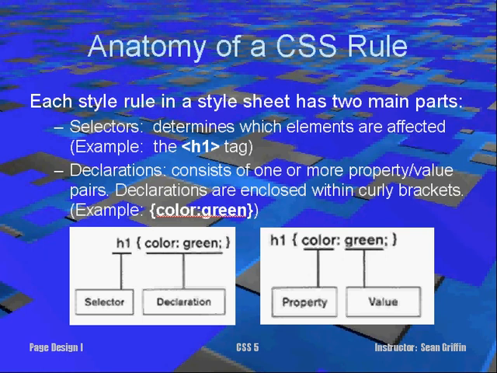In the example at the bottom left, the H1 is the selector. Color: green is the declaration. The declaration can be broken out into property value pairs. Color is the property, green is the value.